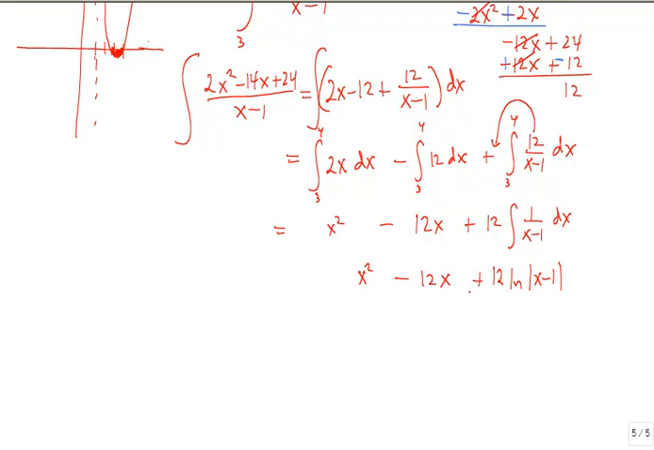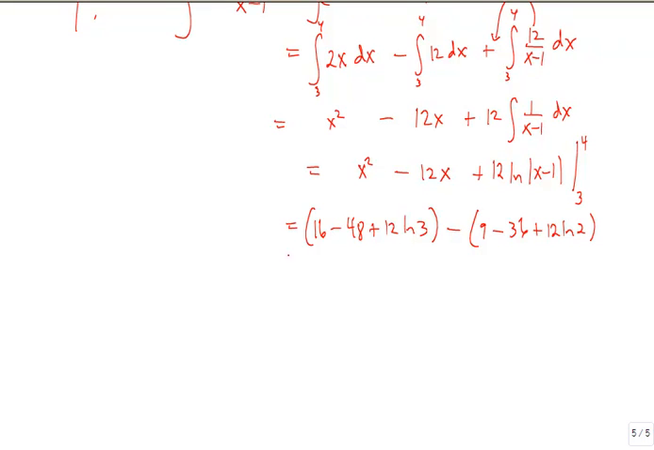So here is what my antiderivative looks like. We did have bounds, so I'm going to do my bounds all at once here. So I'm going to plug in 4. 4 squared is 16. 12 times 4 is 48. Plus 12 times the ln of 4 minus 1, which gives me 3. Then I want to subtract from that 3 squared, which is 9. 12 times 3 is 36. Plus 12 times the ln of 2.